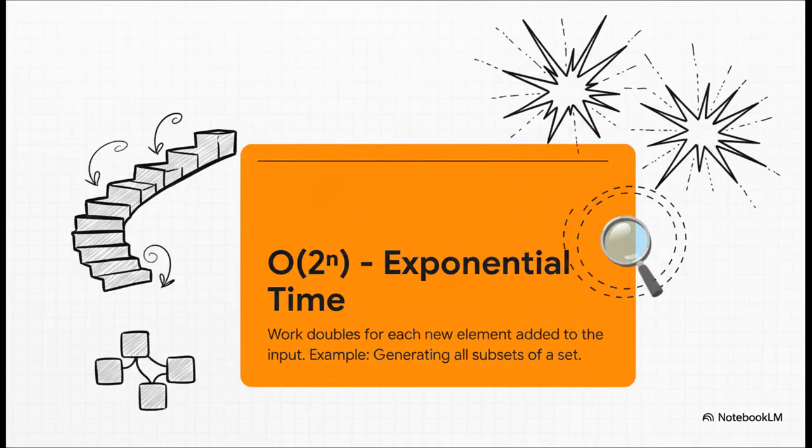Okay, we've left the danger zone and we've basically walked right off a cliff. Welcome to O of 2 to the n, exponential time. With this one, for every single new item you add, the work doubles. This is that staircase we talked about. Algorithms like this become totally useless for anything but the tiniest inputs.